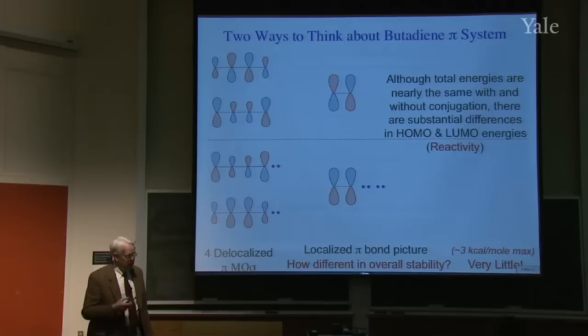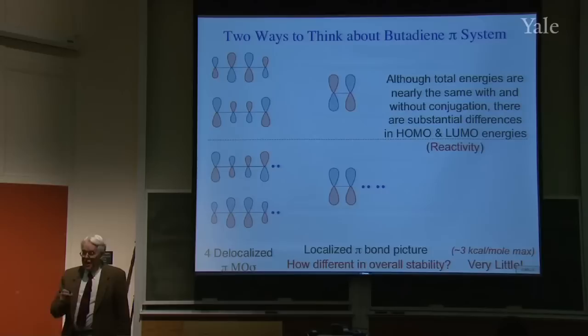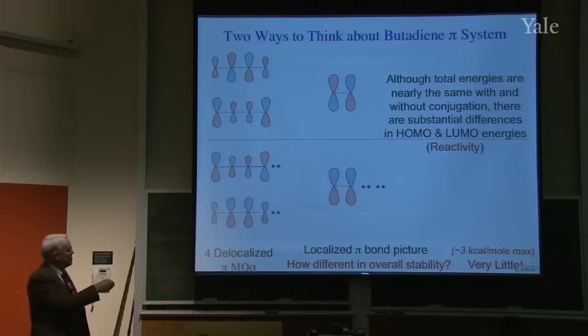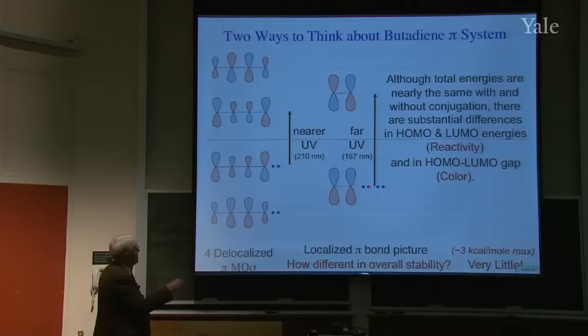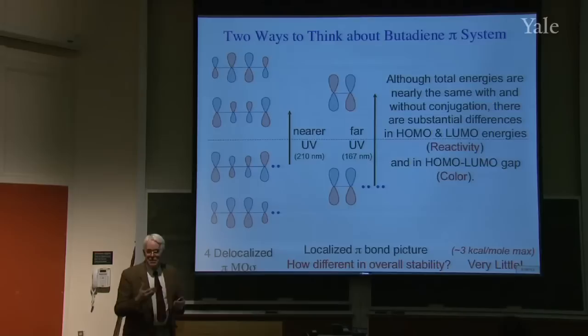But the energy of the HOMO and the energy of the LUMO are quite different here from what they are here. So if you're interested in reactivity, then the conjugation makes a difference, right? If you're interested, actually, what's not the total energy, but the energy of the HOMO and the energy of the LUMO. And also, if you're interested in color, right? Because if you want to take one of these electrons with light and put it up into the antibonding orbital, it's a much bigger jump here when it's not conjugated than here when it's conjugated. So you'll get a very different color. And we'll talk about that later. For example, carotene, the stuff that makes carrots orange, is a bunch of double bonds in a row.